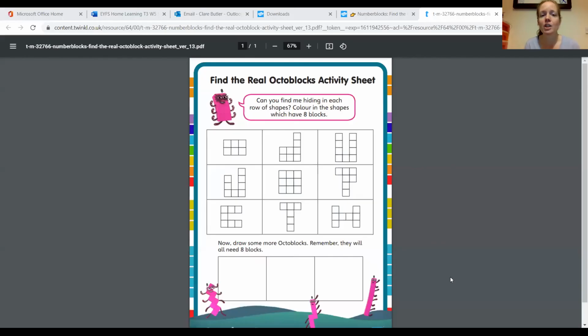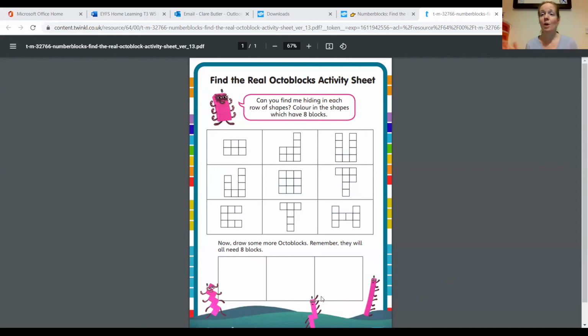And if you fancy an extra challenge, we're also going to send you this sheet here, which looks at the number 8. But on this sheet, some of these shapes are not number 8. So what you need to do, if you want to do this, you don't have to. This is kind of an extra bit. You need to colour in the shapes that are 8. How are you going to be able to tell? And then at the bottom, it does ask you to draw your own 8 shapes, which is a little bit tricky. So if you don't want to do that bit, that's fine.